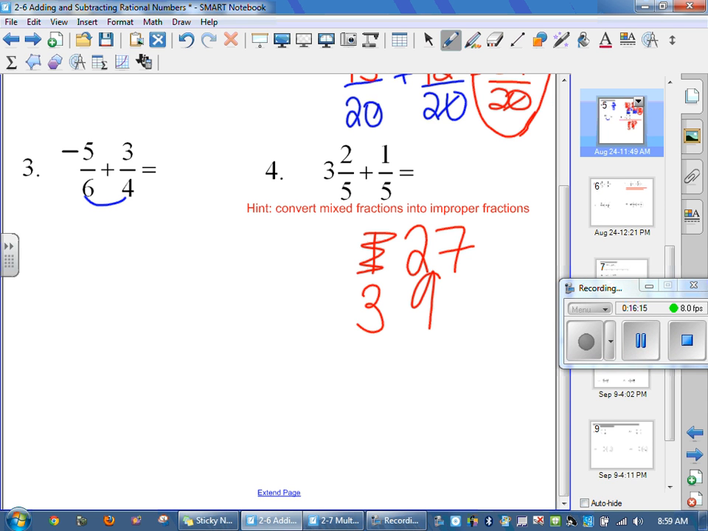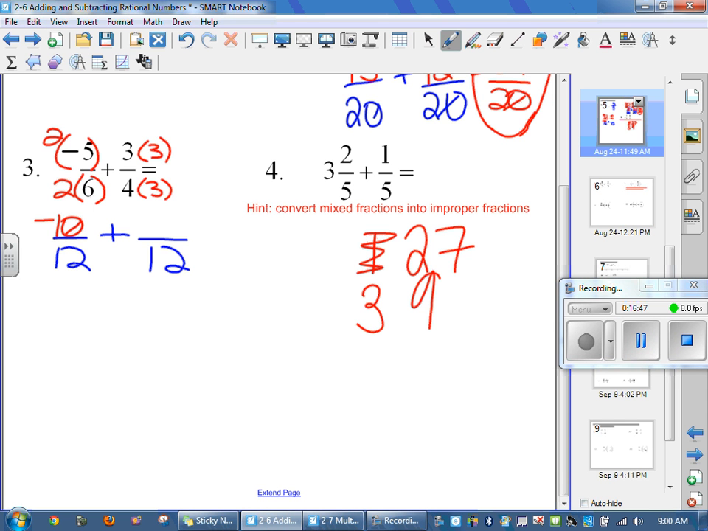So, something over 12 plus something over 12. So my bottom number, what times 6 gives me 12? 2 times 6. Good. So I times the bottom by 2 to get to 12. So I'm going to times my negative 5 on top by the 2 as well. So I'm going to get negative 10 on top of that one. What do I multiply 4 by to get 12? 3. Good. So you're going to multiply him by 3. Okay. 3 times 3 is 9.